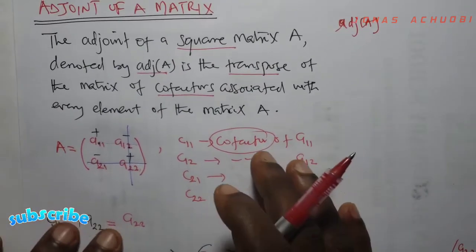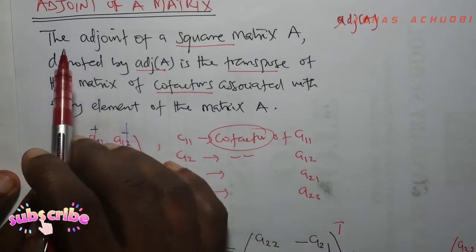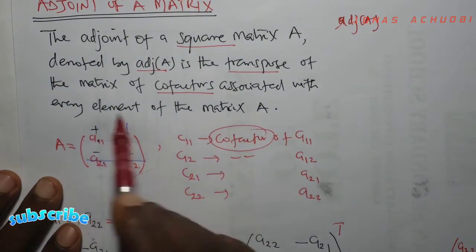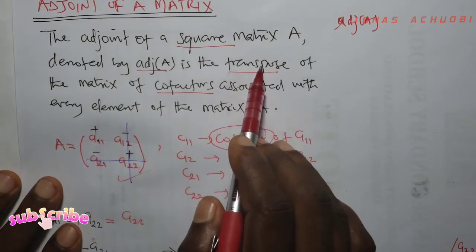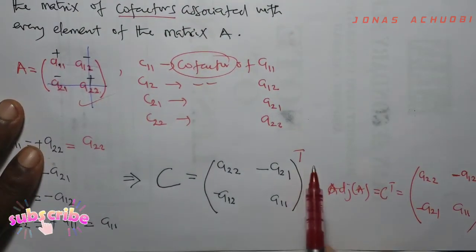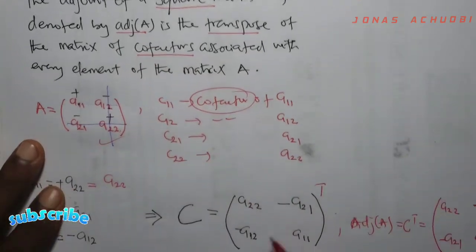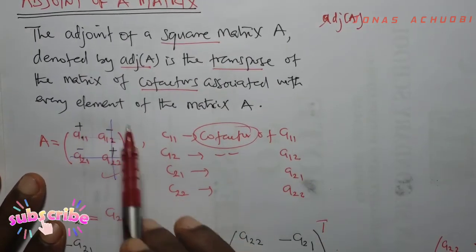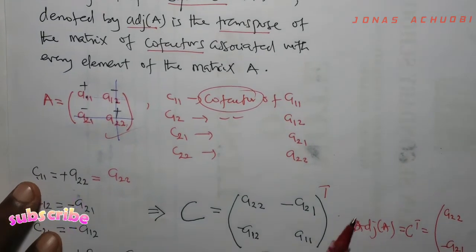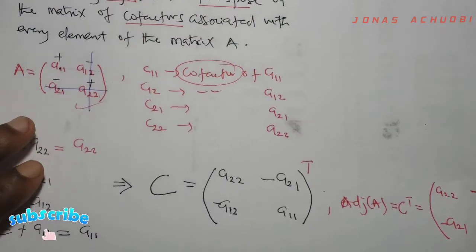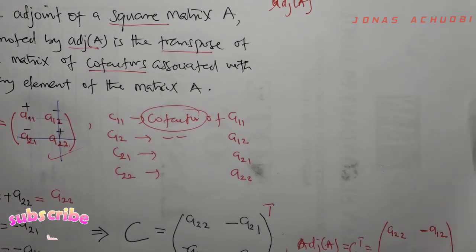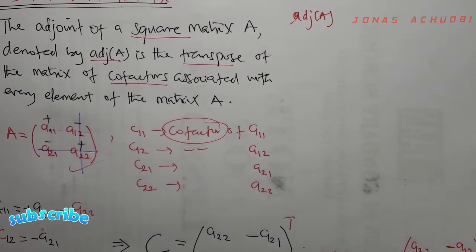So the definition, once again, it should now make sense to you. The adjoint of a square matrix that we have here, 2 by 2, denoted by this, is the transpose of the matrix of cofactors associated with every element of matrix A. I guess it's now very clear enough. Okay, so with this, we shall now take a concrete example of the adjoint of a matrix using a 3 by 3 square matrix.